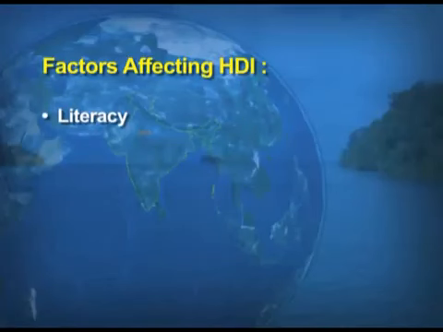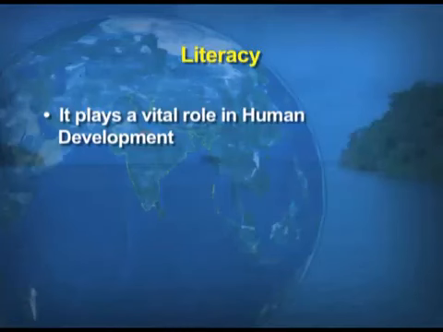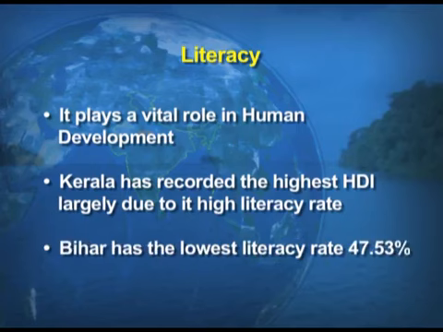Factors affecting HDI. HDI is Human Development Index. One is literacy, then economic development, and the last is the social disparities which are prevailing in the society. Literacy plays a vital role in human development. Kerala has recorded the highest Human Development Index, largely because of its highest literacy rate, and Bihar has the lowest literacy rate with 47.53%.